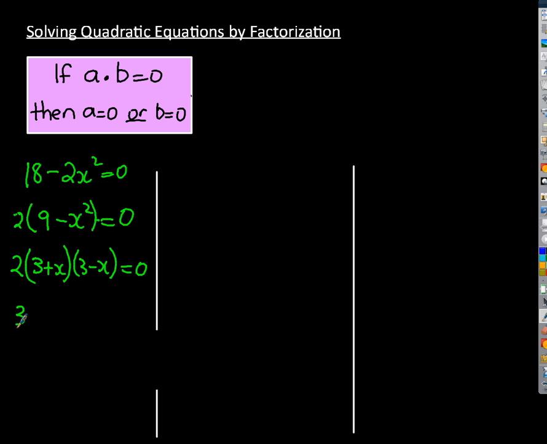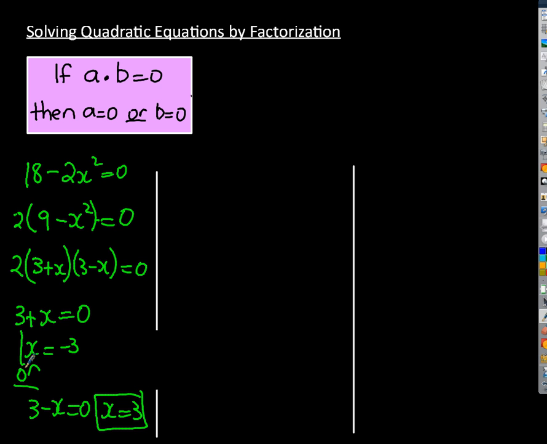So we know that 3 plus x can equal 0, giving us x equals negative 3, or 3 minus x equals 0. In that case, we've got x equals 3. So we've got two solutions to our quadratic equation there. Okay, let's have a look at another one.